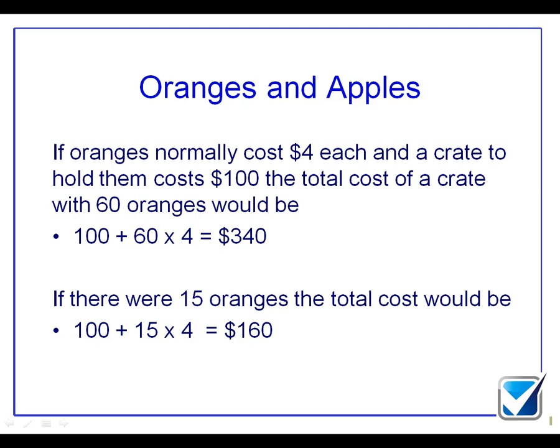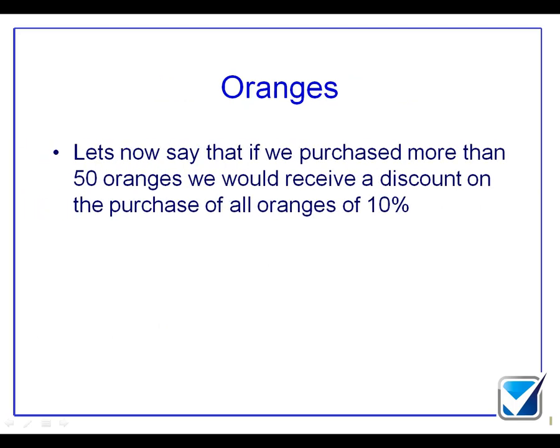Now we're going to change this a little bit. So this is how it would work potentially in part 1 of our exercises. Now what's going to happen is we're going to say that if you purchase more than 50 oranges, you receive a discount on the purchases of your oranges of 10%. That now equates to a discount on your variable cost per unit of 10%. Now the 10% discount that we're going to get here will be applicable to all oranges. So if it's more than 50 oranges, you get a 10% discount on all of your oranges.